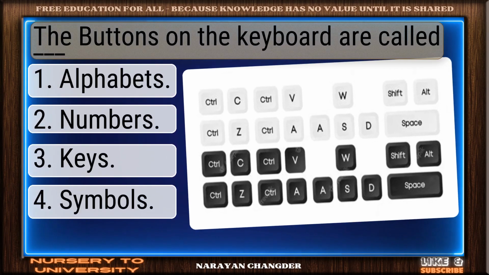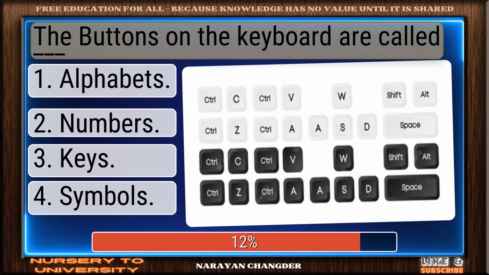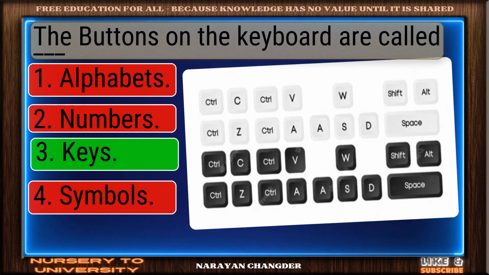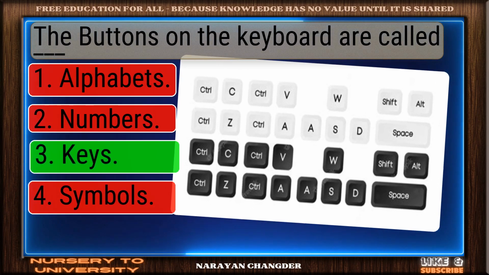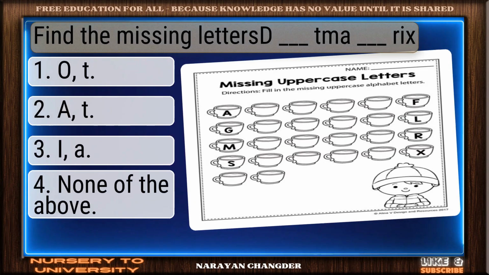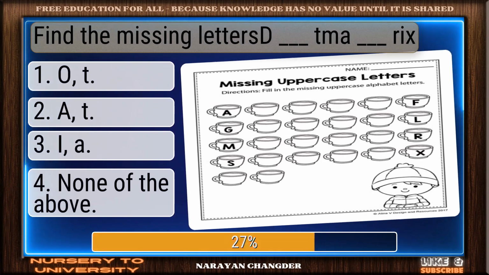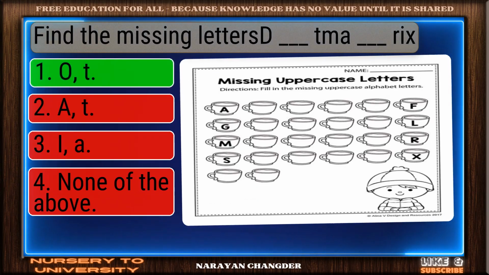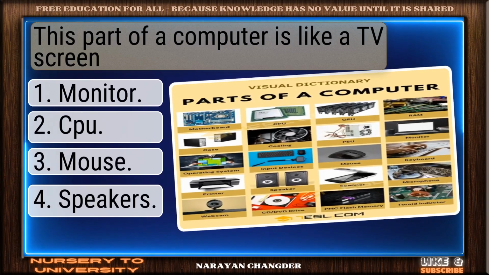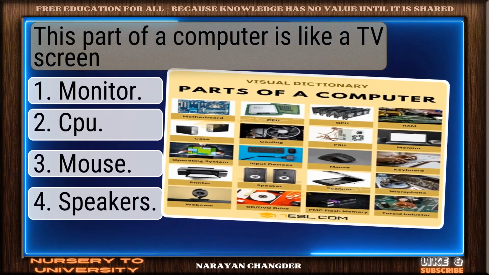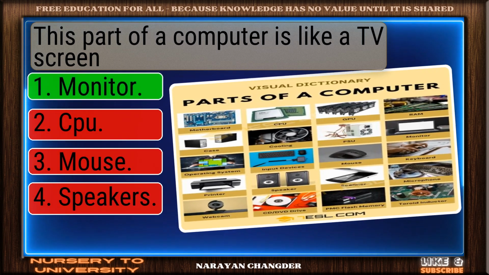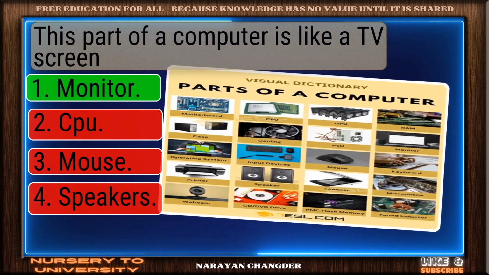The buttons on the keyboard are called dash. On track, keys is the correct answer. Find the missing letters dash rix. Well done. OT is the right choice. This part of a computer is like a TV screen. Well picked. Monitor is the correct answer.